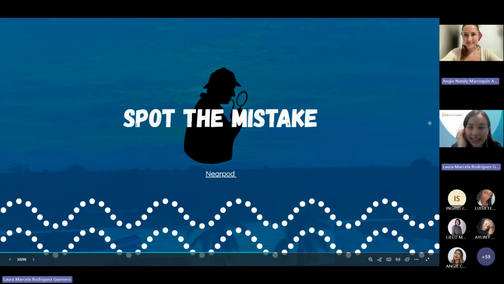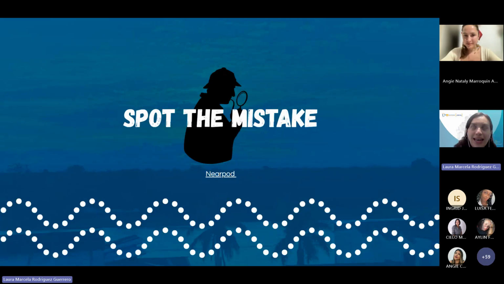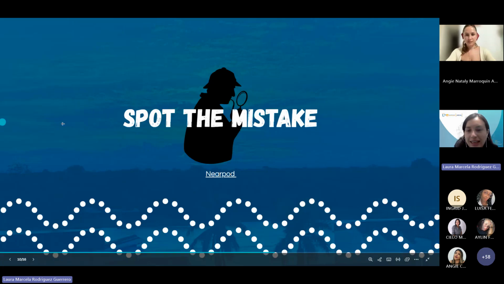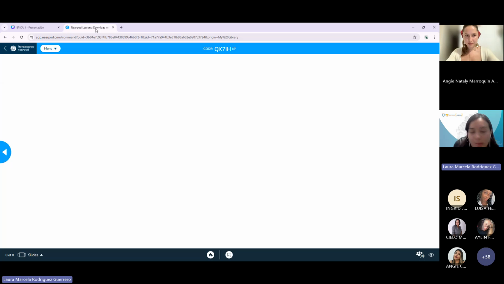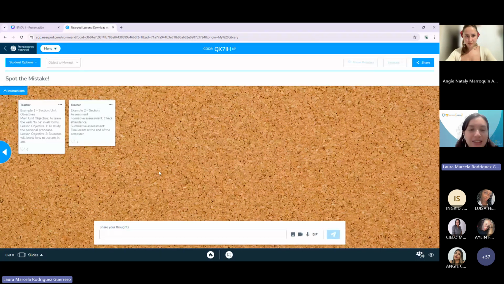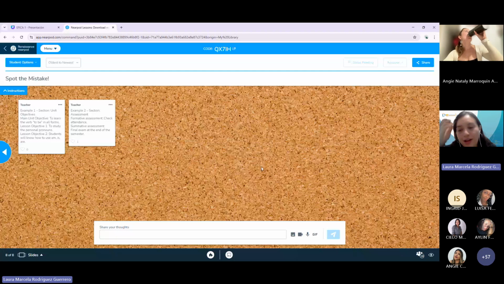Okay. Now we're going to continue with our last Nearpod exercise that is called Spot the Mistake. You can also participate through the chat, through the Microsoft microphone. Here we have two examples of pieces of two didactic units, and you're going to try to identify what is wrong with these two examples. Let's start with the first one.